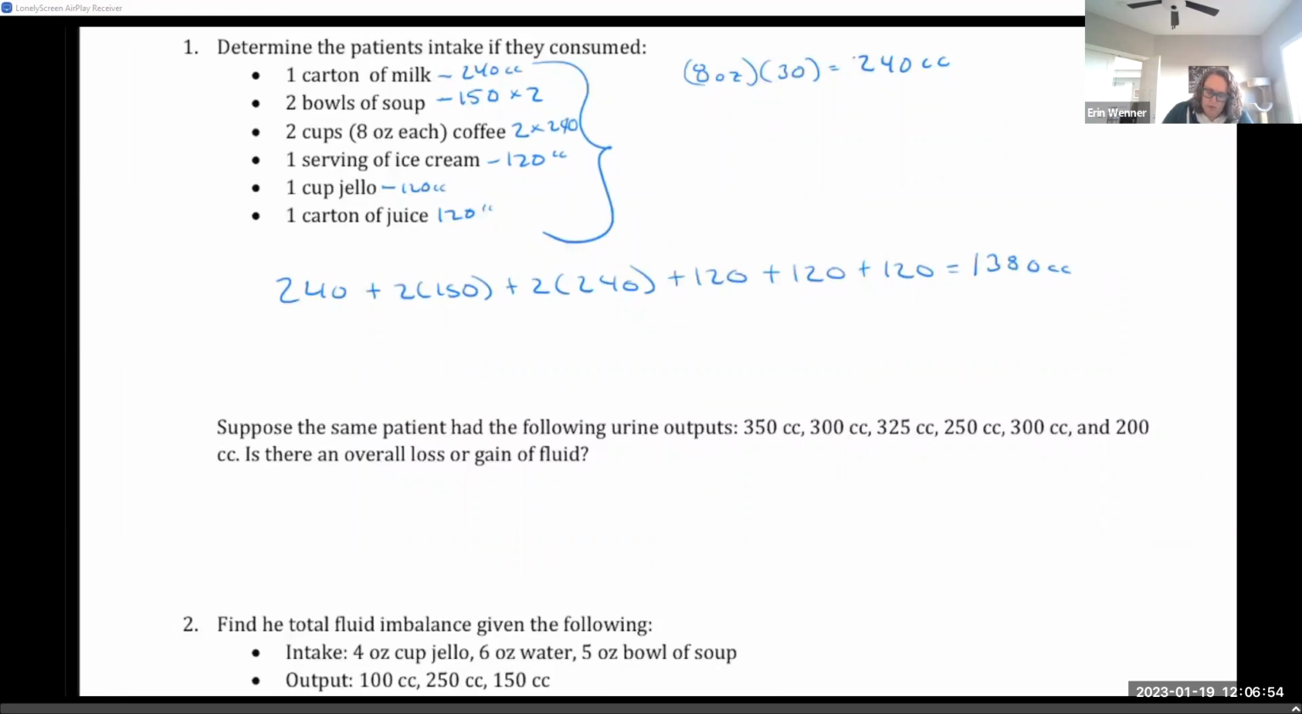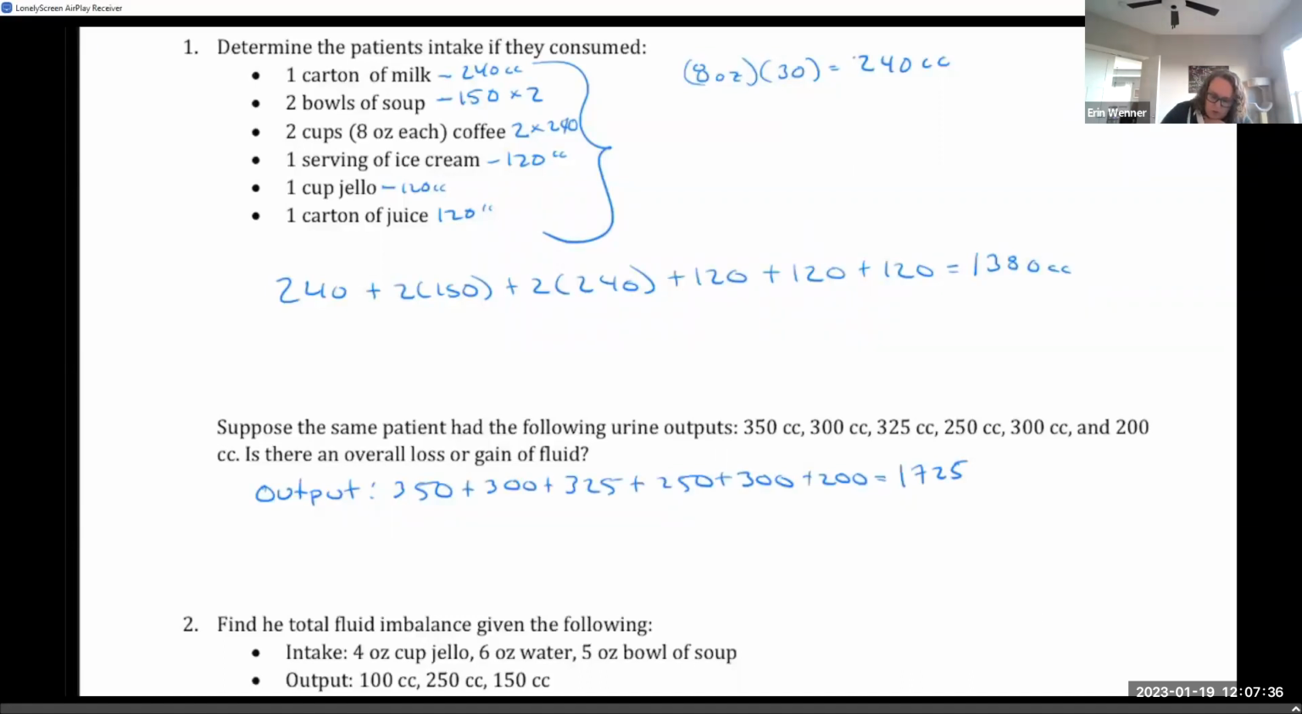So in order to calculate the overall loss and gain, we first have to calculate the output. So we're going to take 350 plus 300 plus 325 plus 250 plus 300 plus 200. And I have 1,725. Do we get the same amount? Yes. Okay.